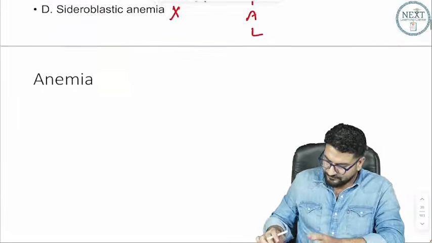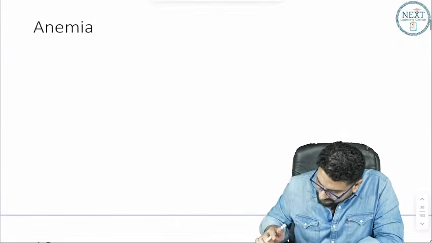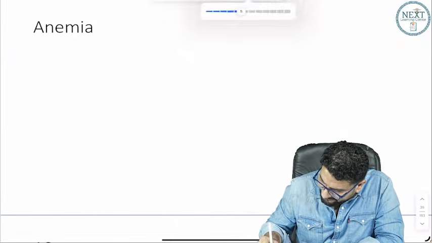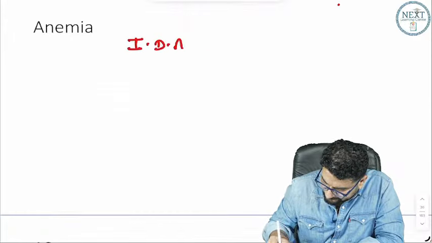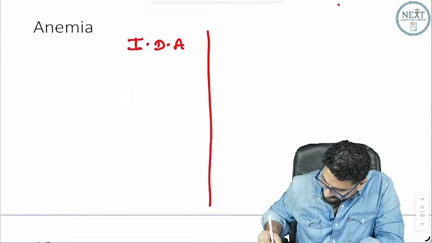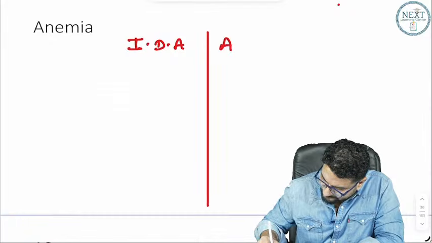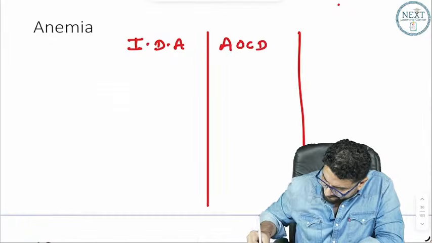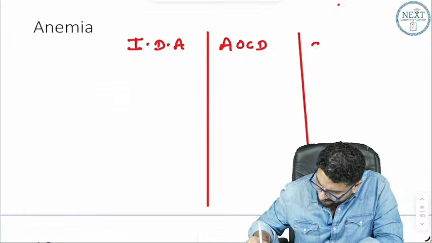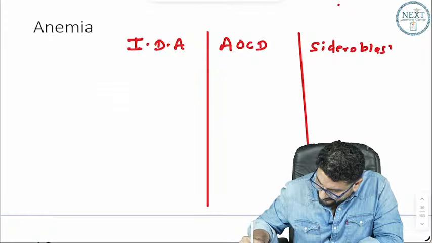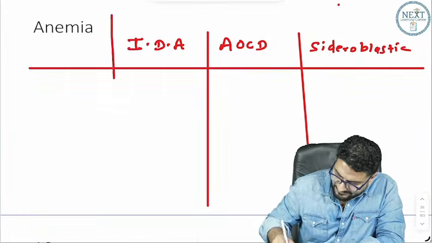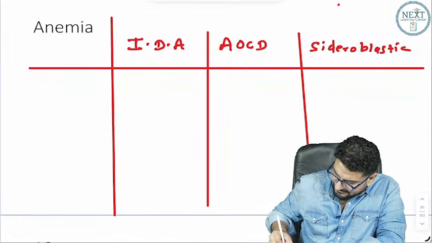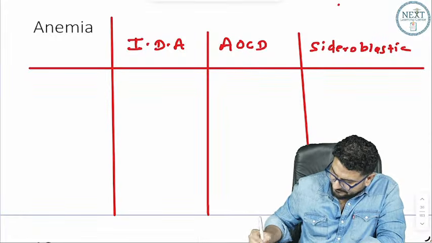So what I will do now, I want you to understand three different types of anemia. First is IDA. Second is AOCD. And third will be sideroblastic anemia. And this type of question they ask you again and again. How do we differentiate these three? Look at the screen and try to understand. What are the three parameters which they ask in the exam?